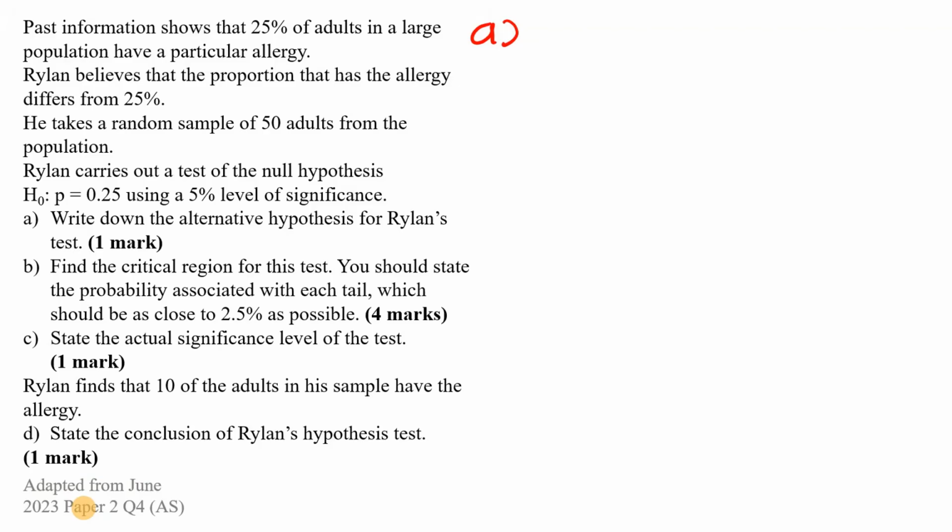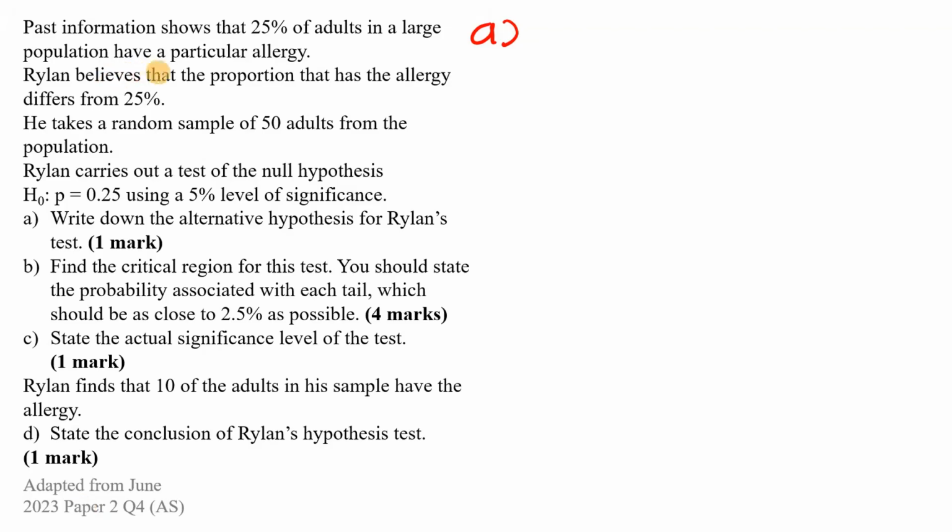Okay, so for this question, we're told past information shows that 25% of adults in a large population have a particular allergy, and Ryland believes the proportion that has the allergy differs from 25%. He takes a random sample of 50 adults from the population. Ryland carries out a test of the null hypothesis H0, where p is equal to 0.25 using a 5% level of significance. For part A, for 1 mark, we need to write down the alternative hypothesis for Ryland's test.